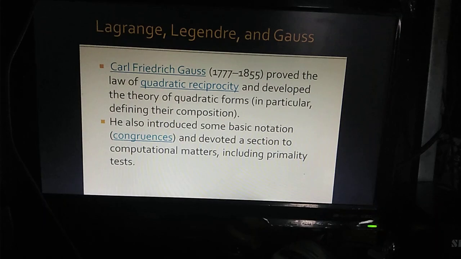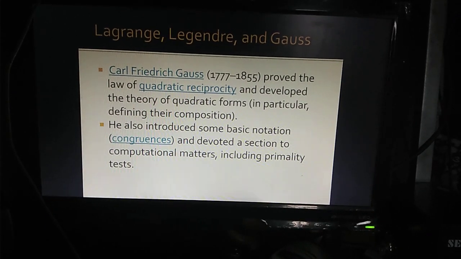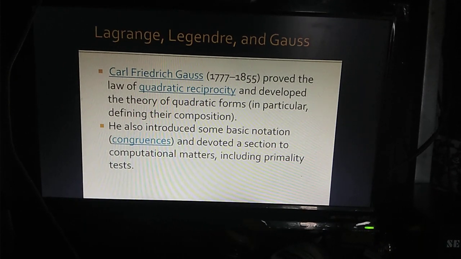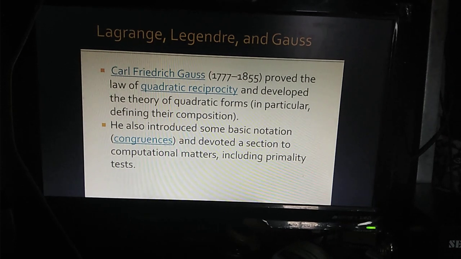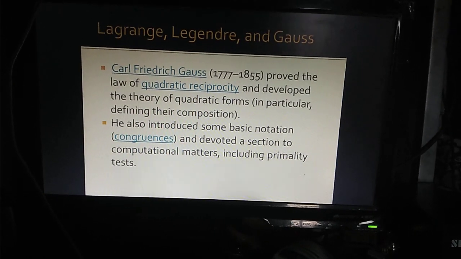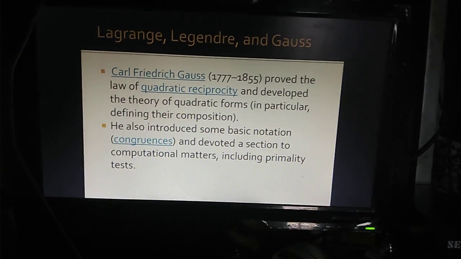Carl Friedrich Gauss proved the law of quadratic reciprocity and developed the theory of quadratic forms, in particular defining their composition. He also introduced some basic notation, congruences, and devoted a section to computational matters, including primality tests.